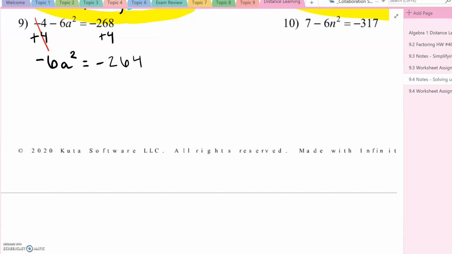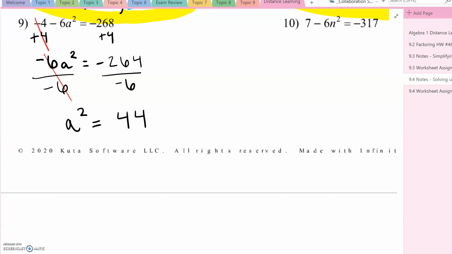Now we're trying to get the a squared by itself. So how do we get rid of multiplying by negative 6? What is the opposite of multiplying by negative 6? Divide both sides by negative 6. So these negative 6's are going to cancel out. We're going to have a squared equals, what's a negative divided by negative? Positive, good. And then 264 divided by 6. I just typed that into my calculator. Again, I don't expect you to know that off the top of your head, but that is 44.